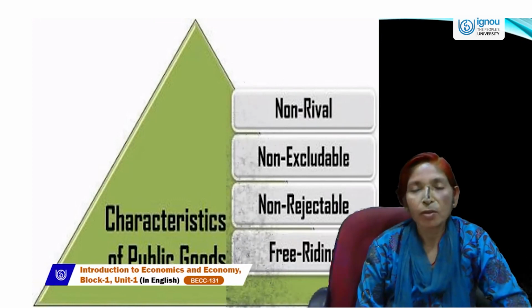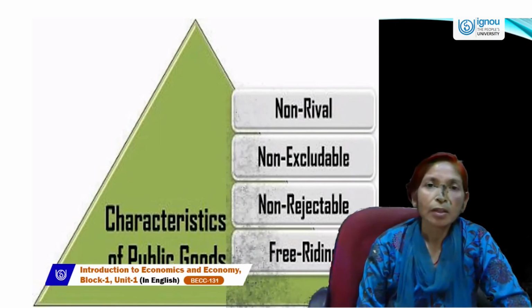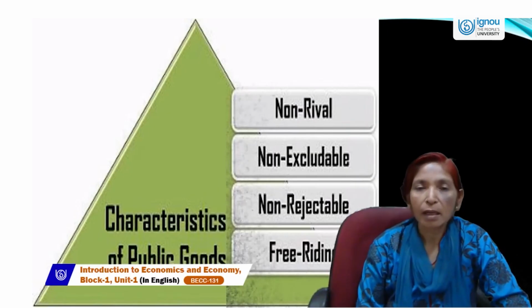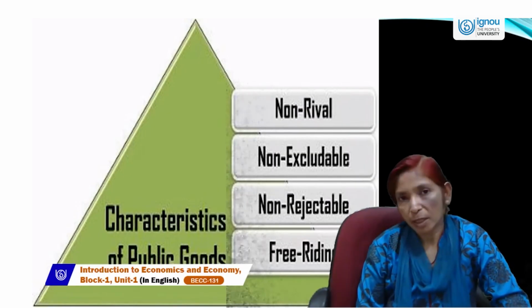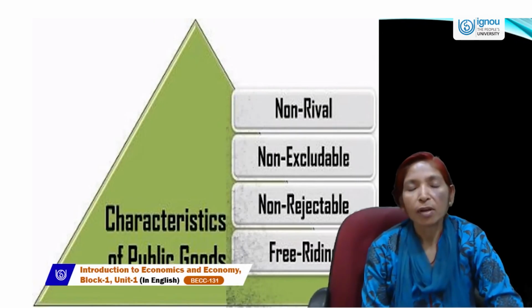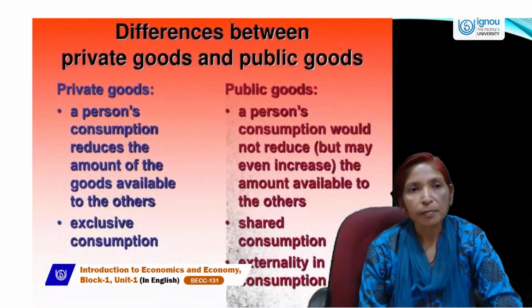Non-rejectable: you know that public goods can't be rejected by any person. And free riding: those persons who are not paying for that commodity can also enjoy that public good. So free riding also exists in the case of public goods. These are the main four features of public goods.